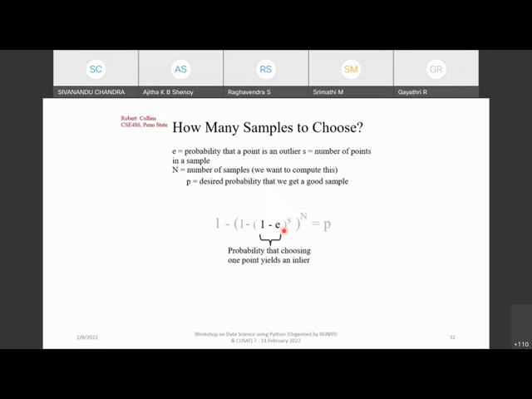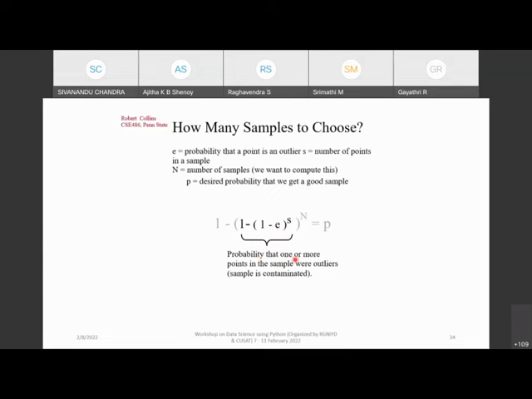Both are independent events. You are selecting the first point, then uniformly randomly you are selecting the other point. So these are independent events. You know that the probability of A and B is equal to the probability of A times the probability of B, if A and B are independent. So the probability that choosing one point yields an inlier is 1 minus E. The probability of choosing S points in such a way that all are inliers is (1 minus E) raised to S. This is clear. For a straight line equation we require 2 points, so this is going to become (1 minus E) square.